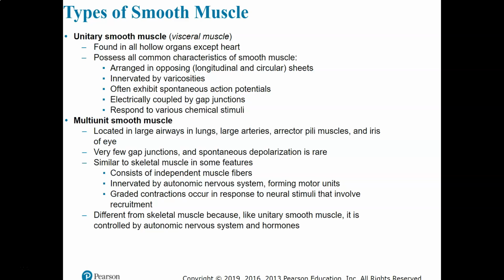But again, it's not skeletal muscle, it's smooth muscle. It's going to be controlled by the autonomic nervous system. It's not going to be striated. It's going to be uninucleate. It's going to be spindle-shaped. However, it's going to possess some of the traits that we see in skeletal muscle, unlike unitary smooth muscle.